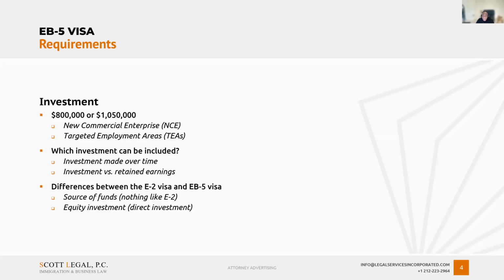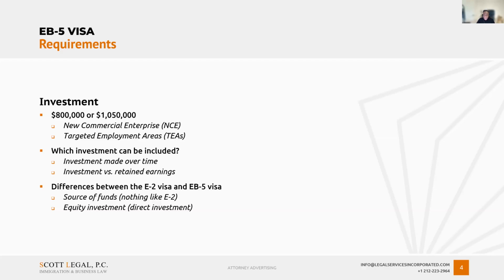Also, the investment can be made over time. What that means is that all of the investment has to be made before you file. However, when I say over time, you could have $100,000 made one year, another $100,000 in another year, until you got up to the $800,000. Once you got up to $800,000, you can file the petition, but you don't have to make the investment all at once.